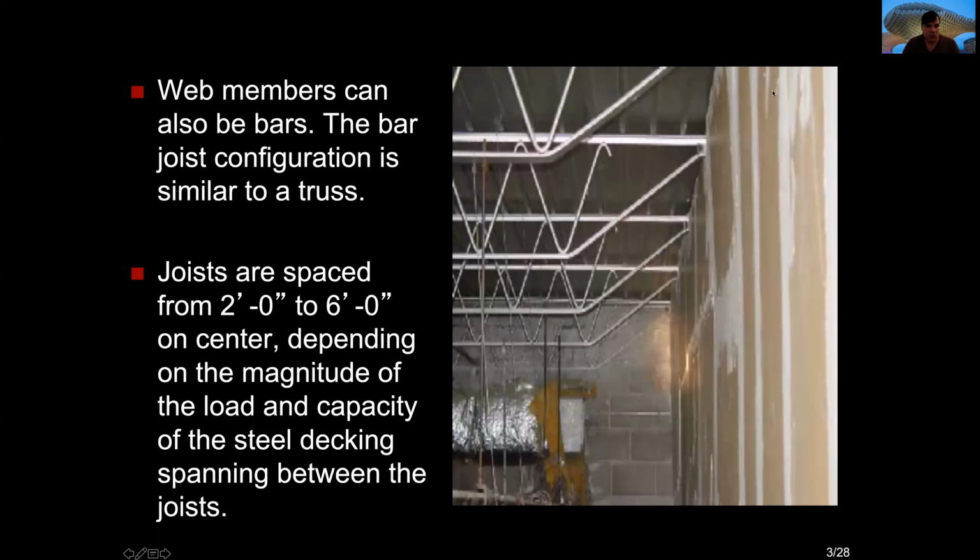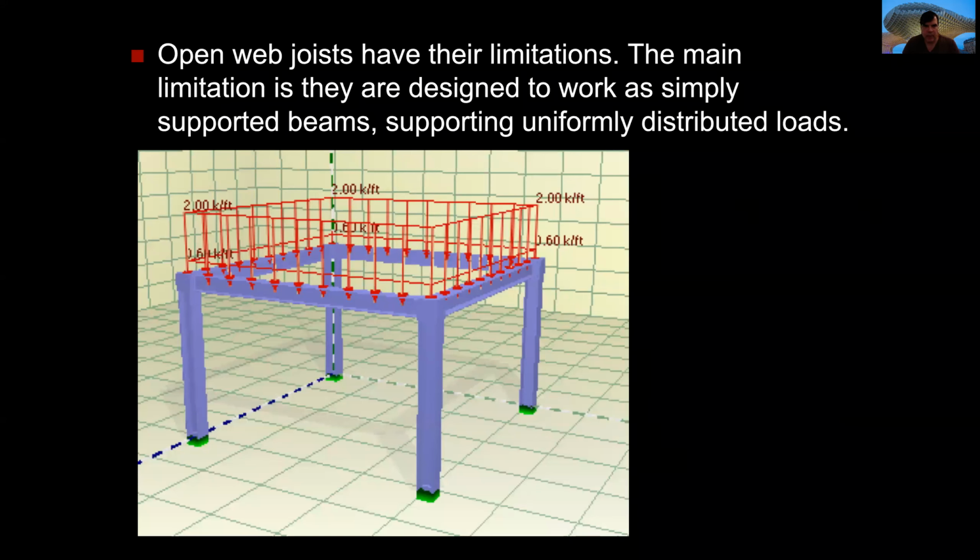Web members can also be just bars, as we can see here, and the space between them can be from 2 feet to 6 feet, depending on the magnitude of the load, the capacity of the deck that usually is made out of steel, and the span.